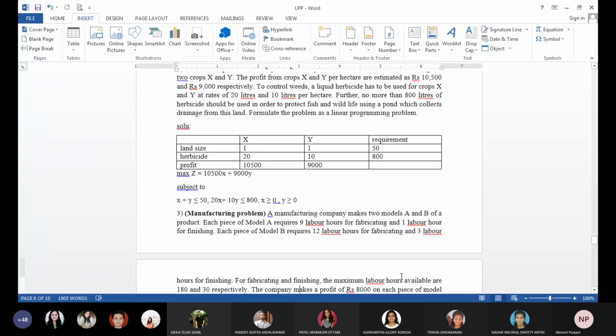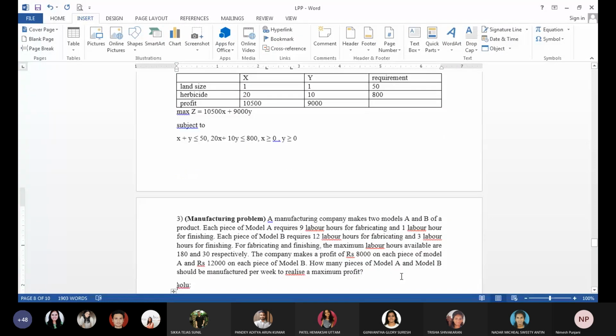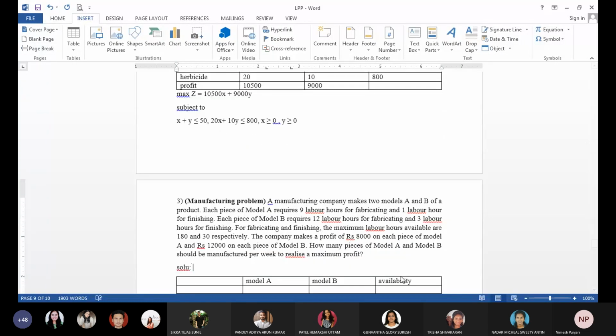Okay. So the third term, I will give it to you as your homework. I'll explain what is to be done. So what does this question tell us? A manufacturing company makes two models A and B of a product. Each piece of model A requires 9 labor hours for fabricating and 1 labor hour for finishing. This is given for model A.